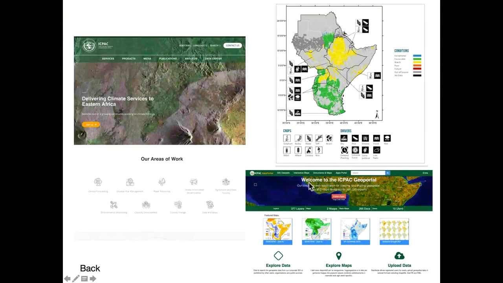There are some very, very interesting examples also from the Africa continent. For example, one of my favorite is the ICPAC portal with many, many information regarding not only the climate sector, but also information on crops and also on ongoing problems.